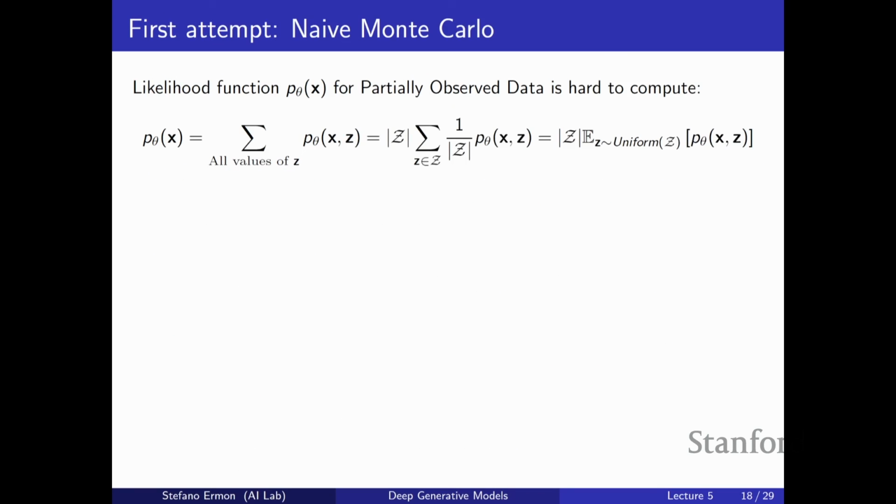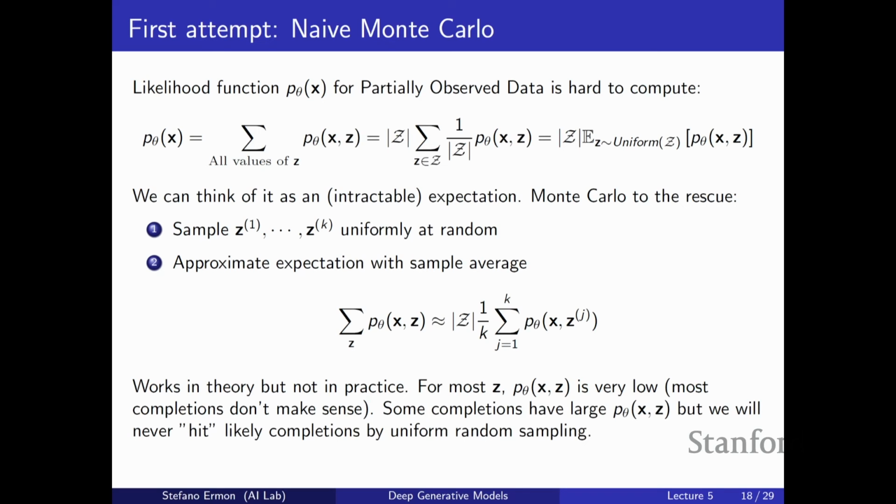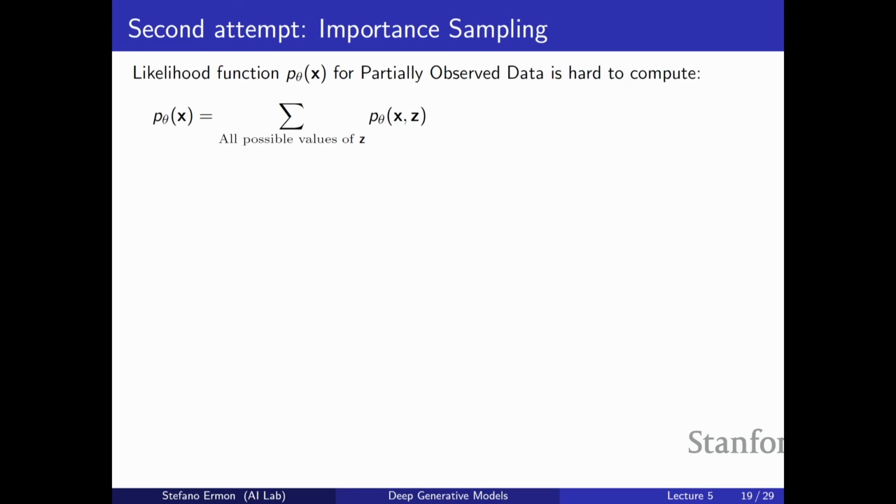Cool, so this was the vanilla setting where you could just try a bunch of choices for the latent variable at random and hope that you get something, but this is not quite going to work. We need a better way of guessing the latent variables for each data point. The way to do it is using something called importance sampling, where instead of sampling uniformly at random, we're going to try to sample the important completions more often.